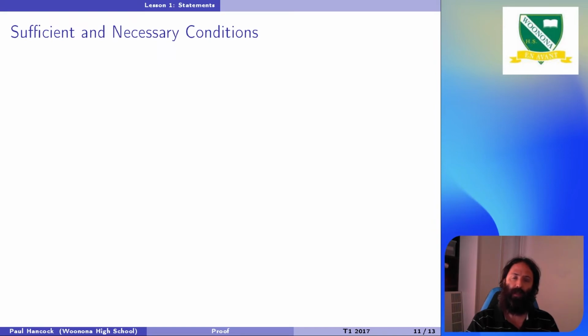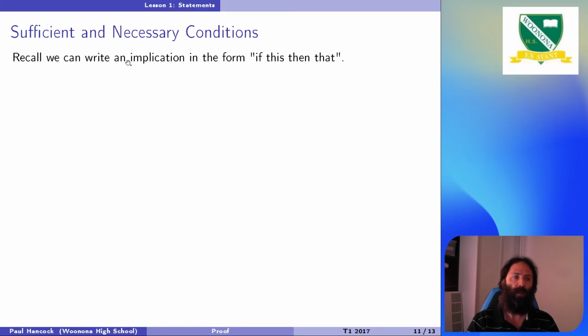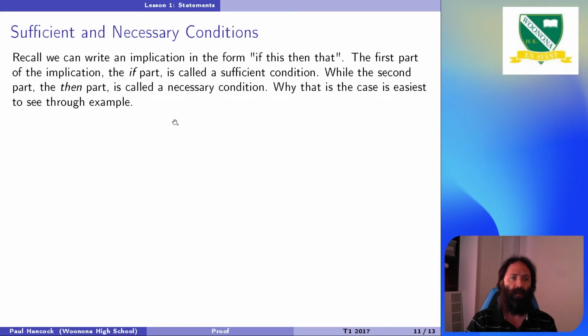Okay, continuing on with our implications. We've said that an implication can be written in the form if this, then that. The this and that have important meanings. And we're saying here two new things, sufficient and necessary conditions. Well, that if this then that statement, we're saying that the if part, the this part, that's the sufficient condition. The second part, the then part, that's the necessary condition.